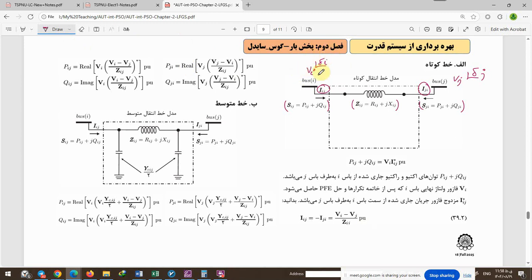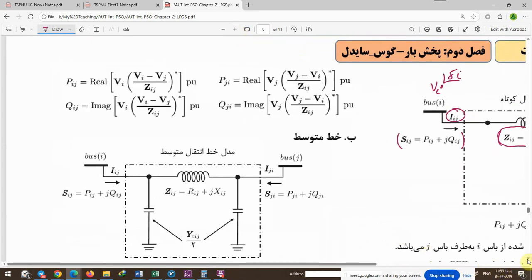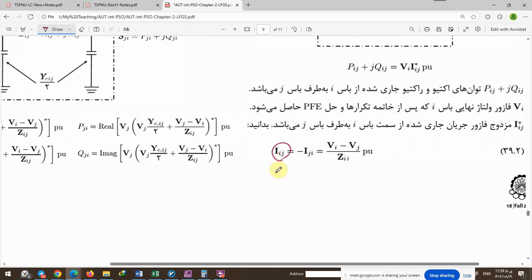If we determine the voltage of each bus, you can subtract two neighbor buses' voltage and divide by the impedance, and you find the current flowing from bus I to bus J. This calculation is written here: I from I to J, or minus I from J to I, is Vi minus Vj over Zij. All of them are per unit.